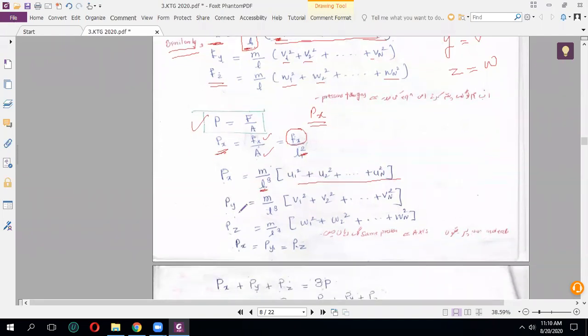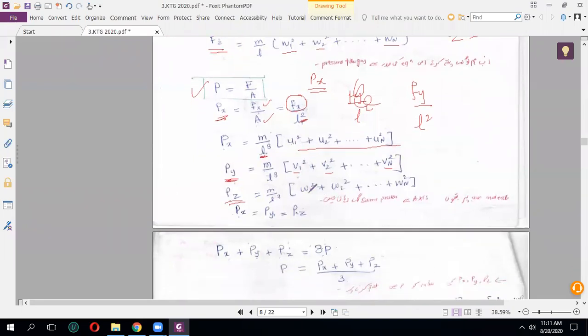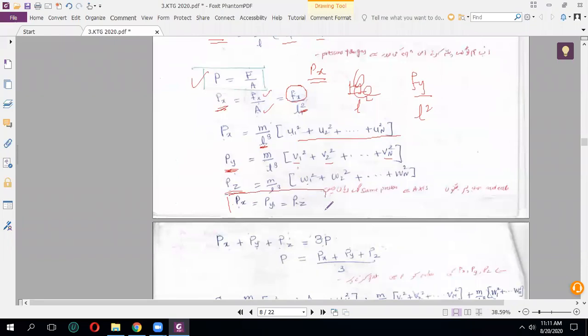Similarly, can we find the pressure along the y-axis? How do we get it? We know the formula: Fy upon L square. So what is Fy? m upon L, v1 square plus v2 square plus up to vn square. So we just copy and paste here, and we get m upon L cube, v1 square plus v2 square plus up to vn square. Correct? Similarly, we get the Pz formula. The only difference is u, v, and w.